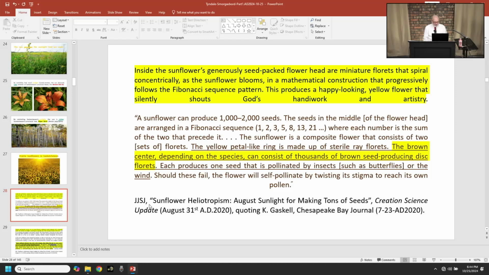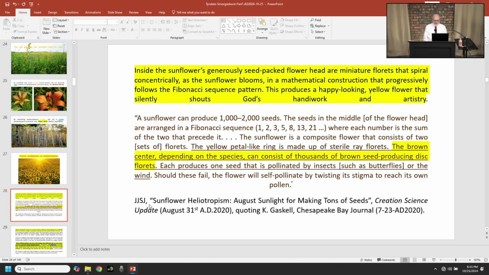So let me read this real quick little piece about sunflowers. Inside the sunflower's generously seed-packed flower head are miniature florets that spiral concentrically as the sunflower blooms in a mathematical construction that progressively follows the Fibonacci sequence pattern, which I'll get to in a minute. This produces a happy-looking yellow flower that silently shouts God's handiwork and artistry.